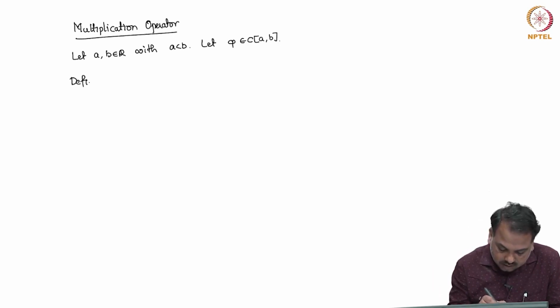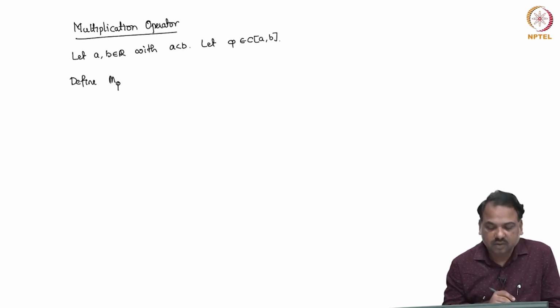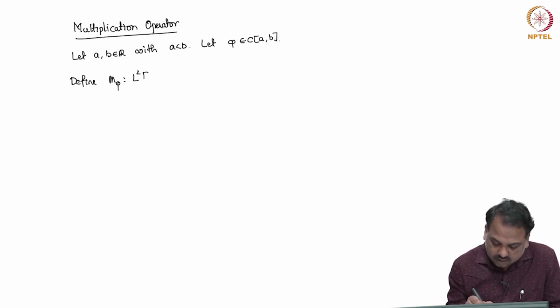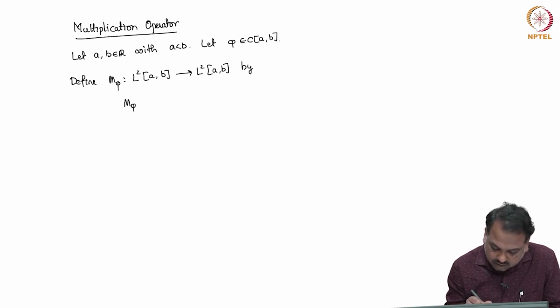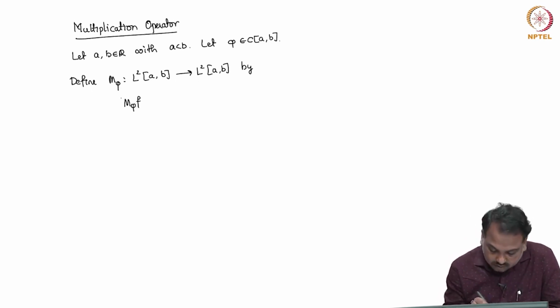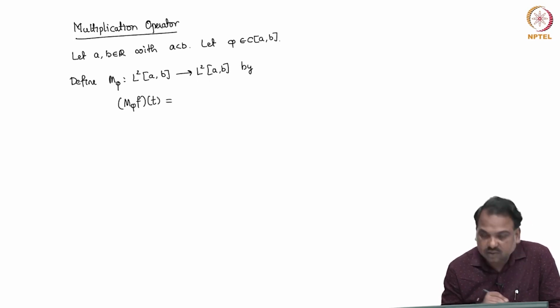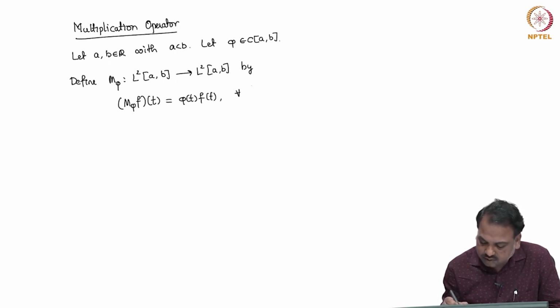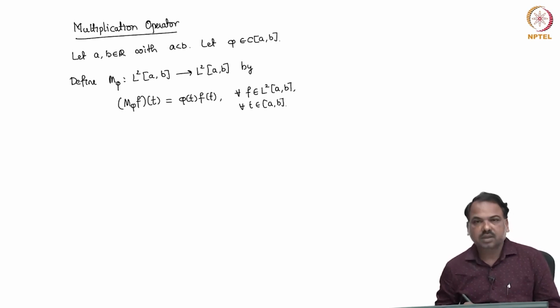Define an operator which depends on phi, which we call M suffix phi, from L2 of [a, b] into L2 of [a, b] by M phi at f. So M phi at f should be a function in L2. Acting on t, a variable in the closed interval [a, b], this is phi of t multiplied by f of t, for every f in L2 of [a, b] and for every t in [a, b]. This operator is well known as the multiplication operator induced by phi.